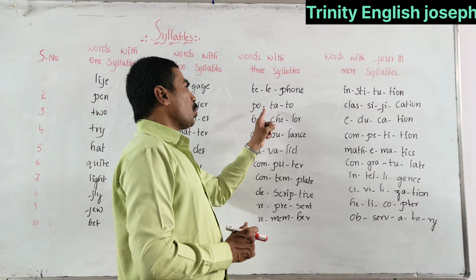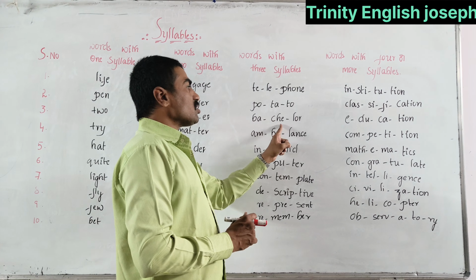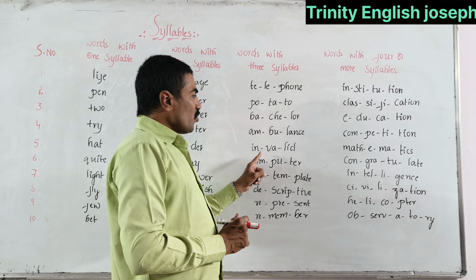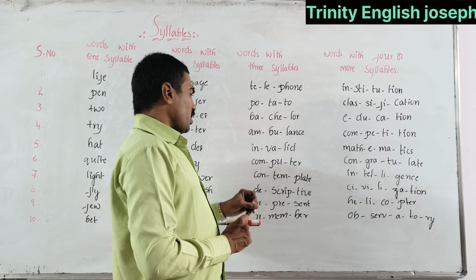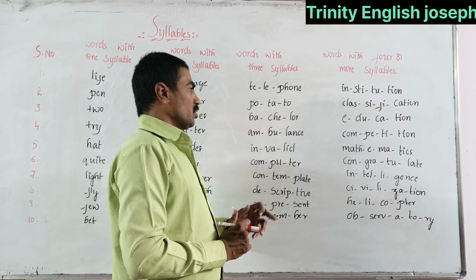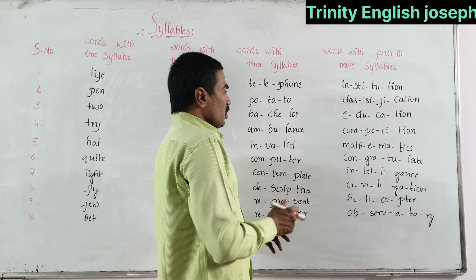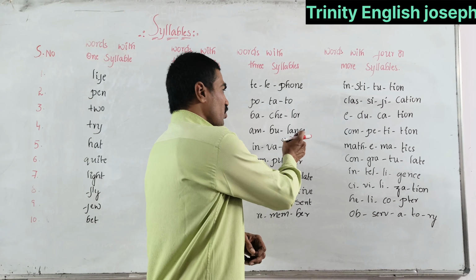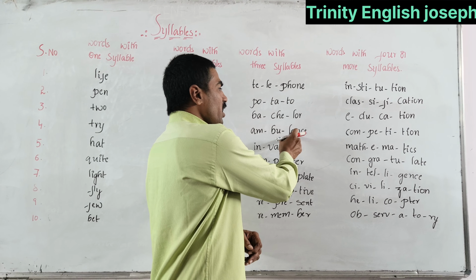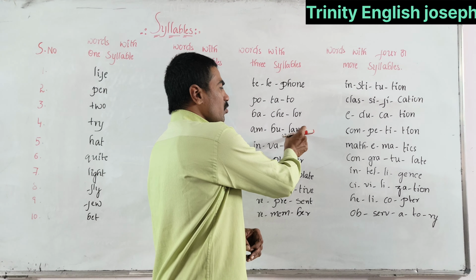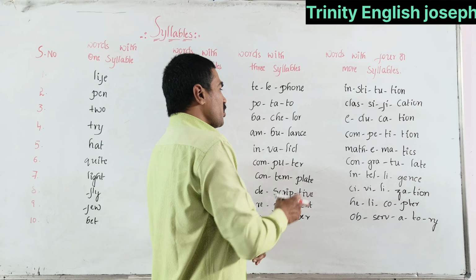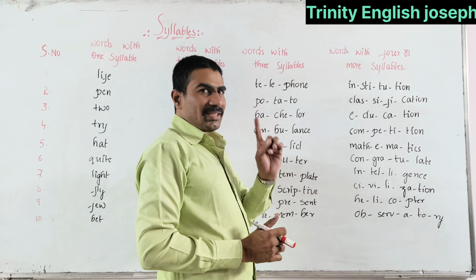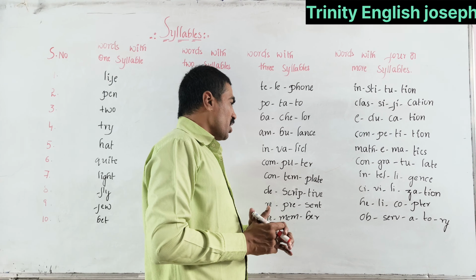Telephone, potato, bachelor, ambulance, invalid, and computer. As I already told you, though we have the vowel letters, we don't consider them. If you look here, we have A here and E here. They might seem to become two different syllables. But since there is only one vowel sound here, we take it as a single syllable. So that's what we have to remember.